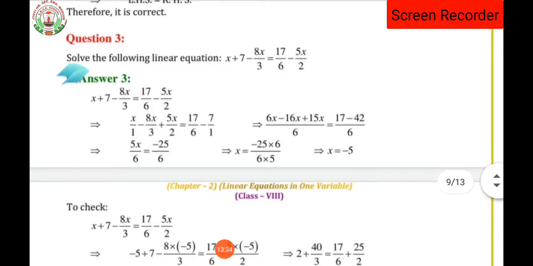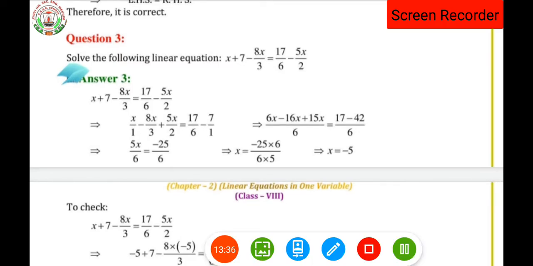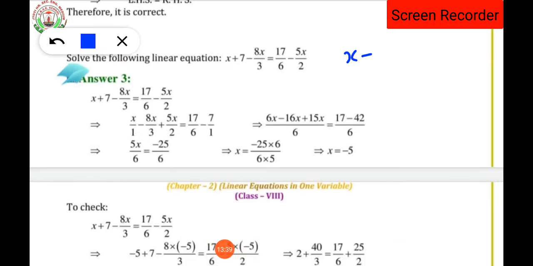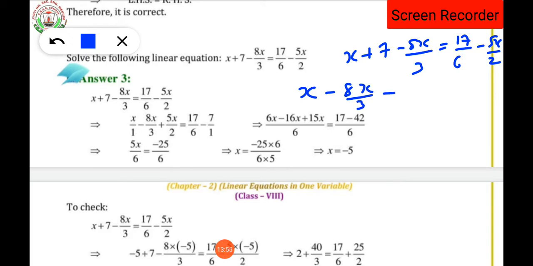Now next question we are having, again the linear equation we have to solve, that is x plus 7 minus 8x upon 13 is equals to 17 upon 6 minus 5x upon 2. This is the equation we are having. So transposing the x term towards one side, we will get the equation like this. Here it will be minus 7. Have you understood up to here?